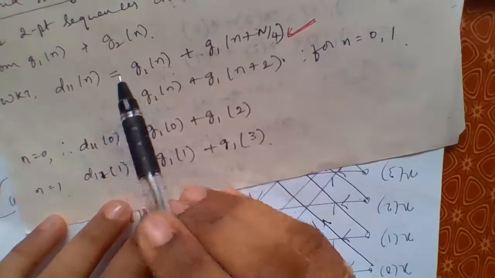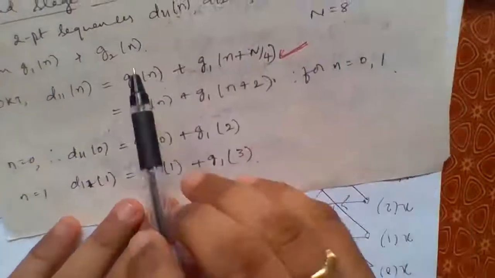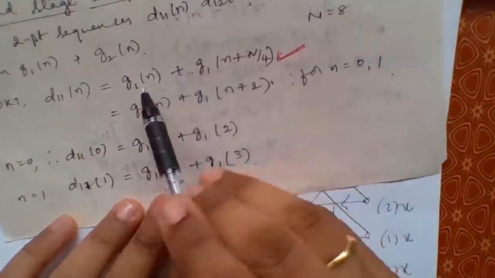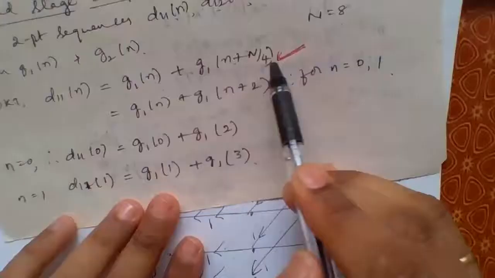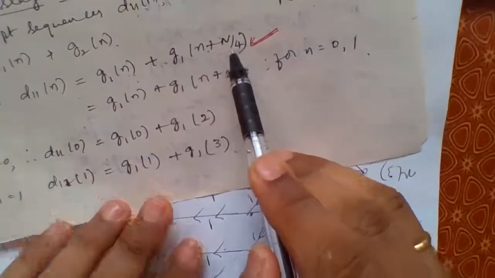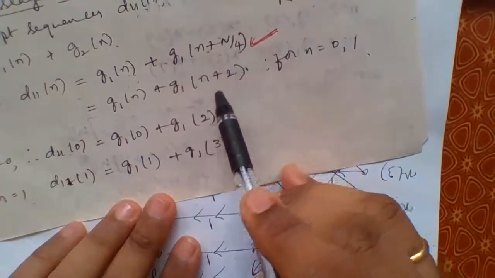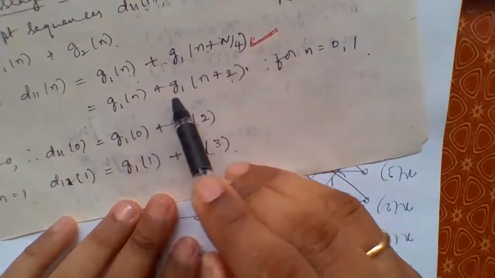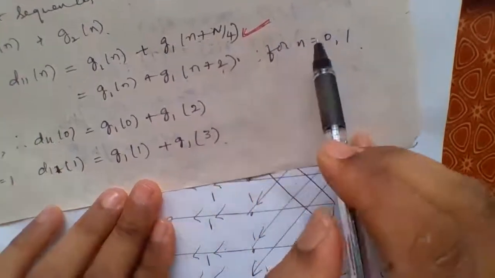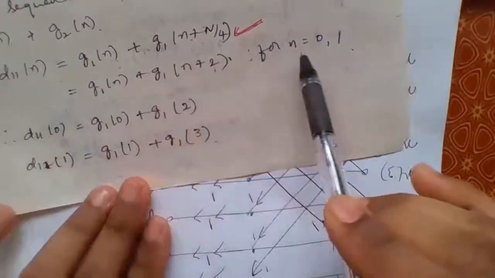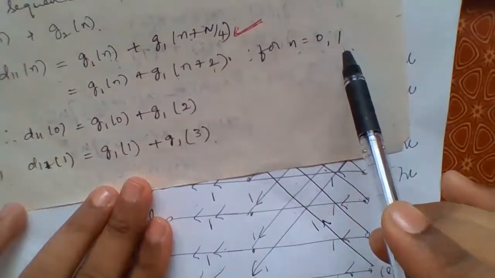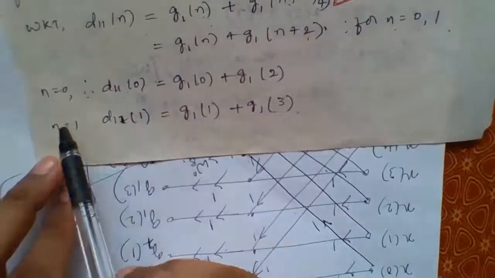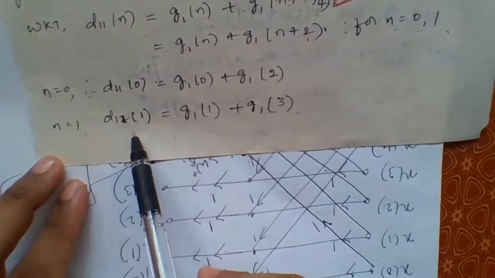From its equivalent representation, it is a sum between G1 of n plus G1 of n plus n by 4. So now it is the n by 4th stage. Therefore n by 4, put here 2 because n is equal to 8. So the standard equation is G1 of n plus G1 of n plus 2. Now as these are all 2-point sequences, we have n equal to 0, 1, that's all. So we will generate for n equal to 0 D11 of 0, and for n equal to 1 it is D11 of 1.